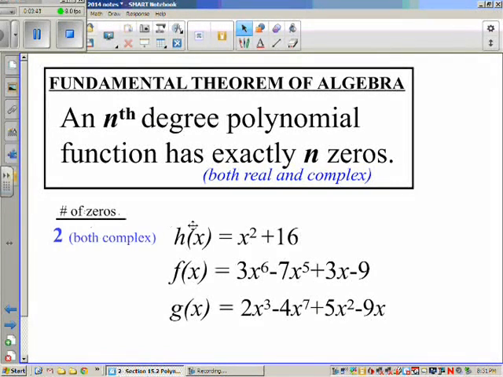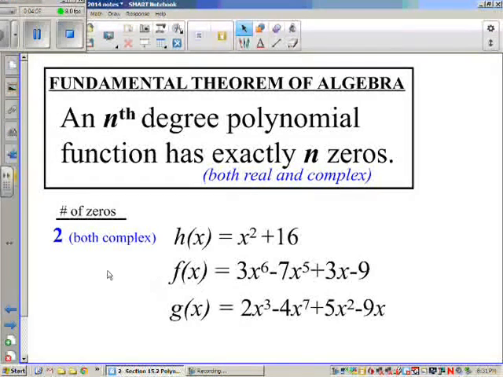So the number of zeros, like for instance in this h of x equals x squared plus 16, it's got 2 zeros because the highest degree is 2. And if you think about it, you can't square a real value and get a negative 16. We need h of x to equal 0. So this would have a value like 4i, or negative 4i. Because when you square the i, you get i squared. That's a negative 1. Anyway, so that's a complex 0.